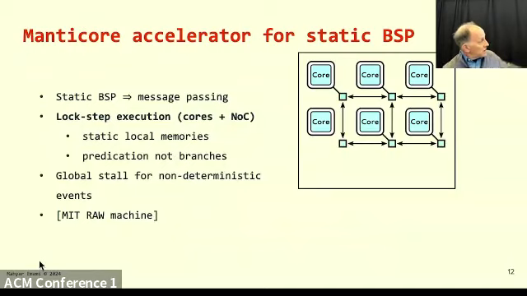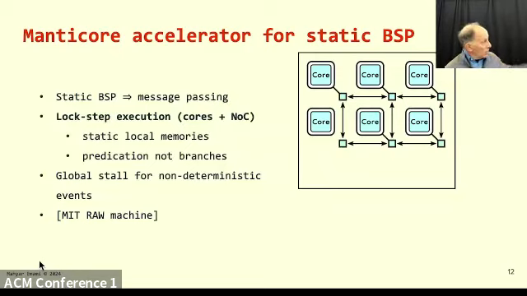It consists of a network of cores, which are custom, very simple cores, connected by an on-chip network, which is a torus. The whole thing is lockstep execution. There's a single clock for all the cores and all of the network switches. However, it's not single instruction. Each one of the processors has its own instruction, so it's multiple instruction stream, not SIMD like GPUs.